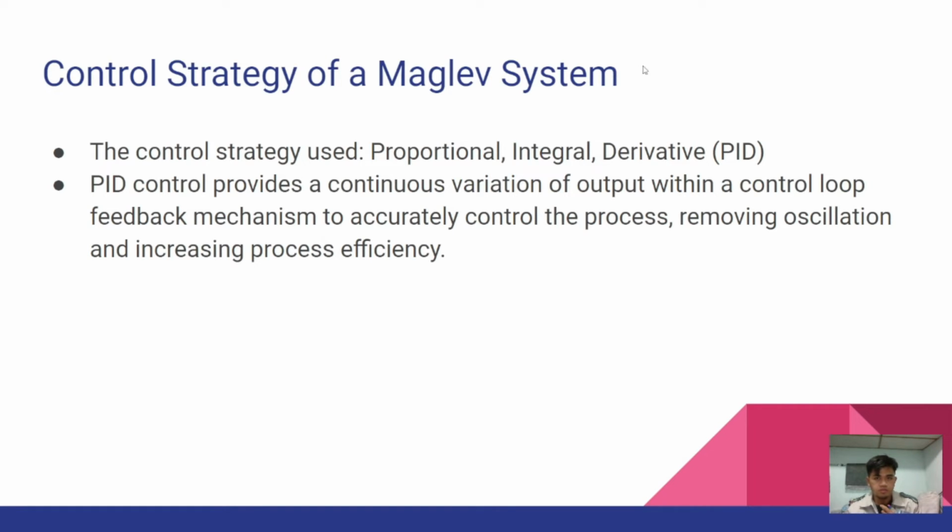Today I would like to present my part, which is the control strategy for a MAGLEV system. The control strategy used in this system is proportional integral derivative, which is PID. PID control provides a continuous variation of output within a control loop feedback mechanism to accurately control the process, removing oscillation and increasing process efficiency.